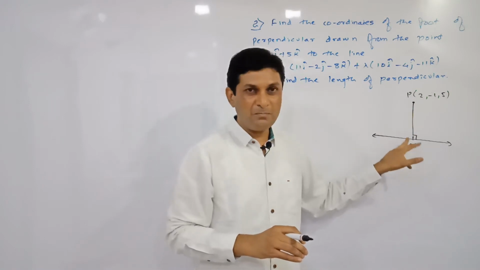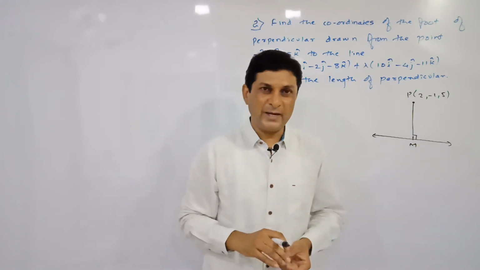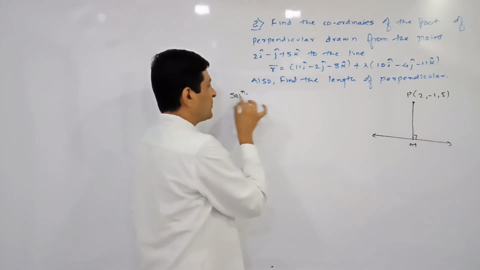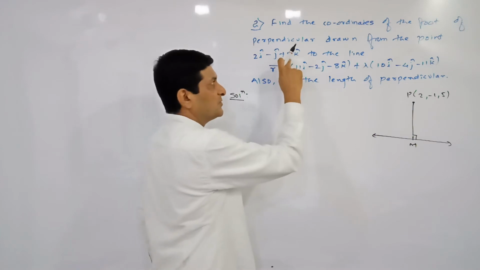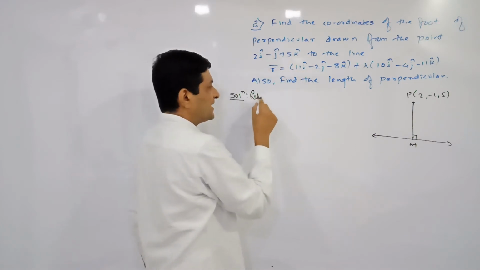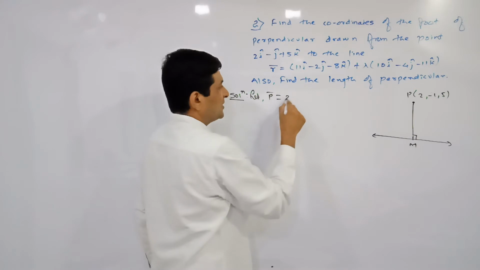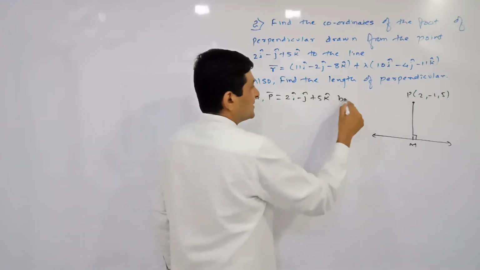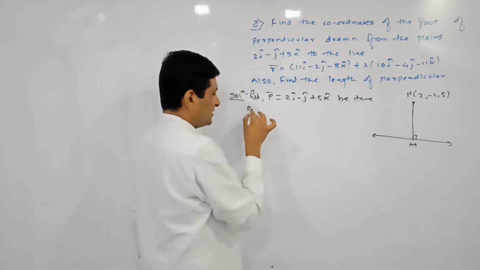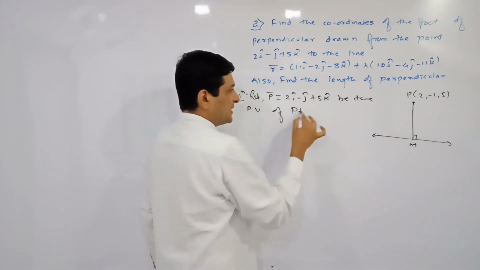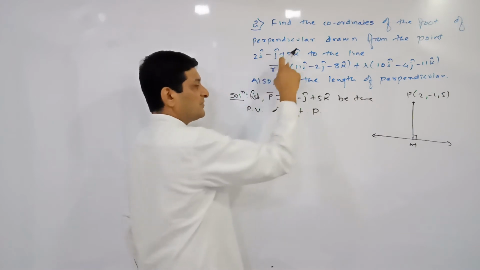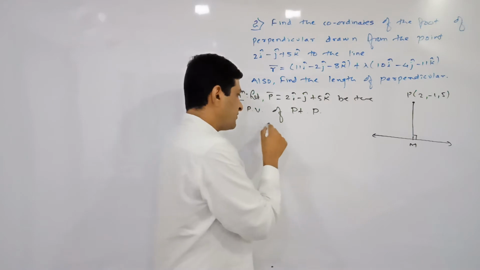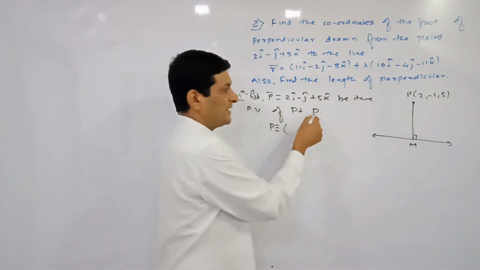Coordinate of this foot of perpendicular, means coordinate of point M here. So first observe the given condition here. When the position vector of a point is given to us, we denote it by, say, let P bar equals 2i cap minus j cap plus 5k cap be the position vector of point P. I am supposing that this is the position vector of point P and we have denoted that position vector by P bar. So from this we will get the coordinate of this point P.